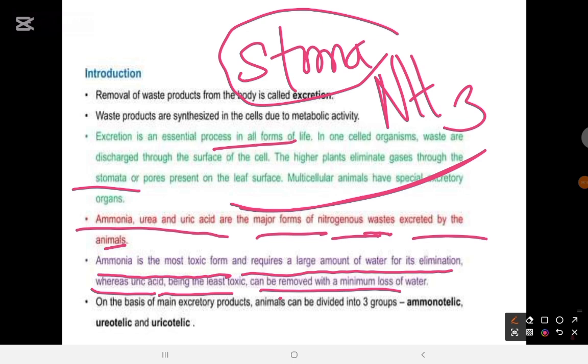Now, I've explained excretion in plants in the previous video. I'm going to link the video in the description. Do well to see that video.